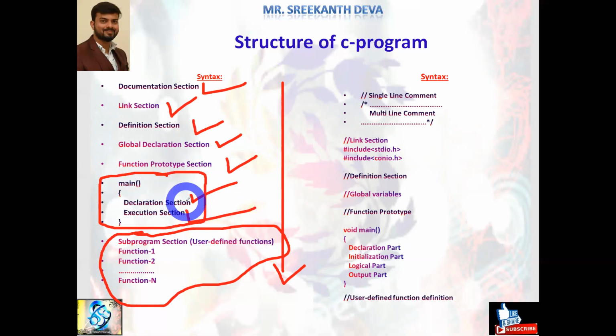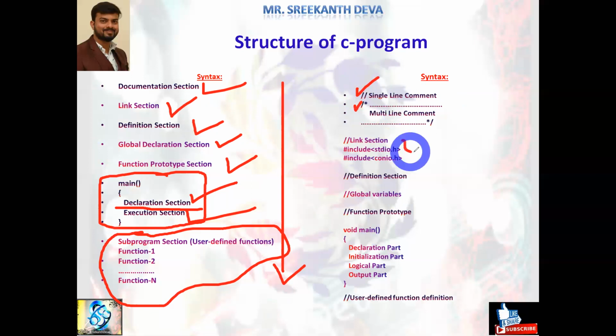In declaration section we must declare the variables before using. All the variables must be declared in the declaration section before utilizing them. After that, execution section: complete logic, initialization, logical part, output part comes under what? Execution section. So this is a simple syntax with a clear explanation about what? The complete syntax of C programming language. The documentation section generally supports two ways in C programming language. One is called single line comment, another one called multi-line comment.